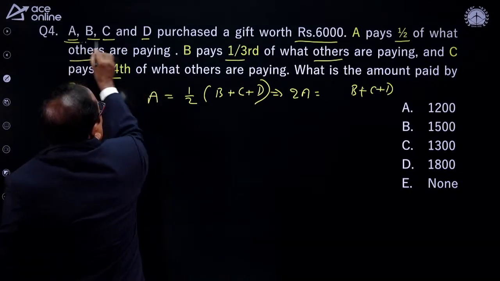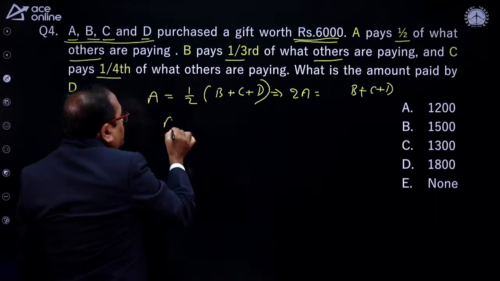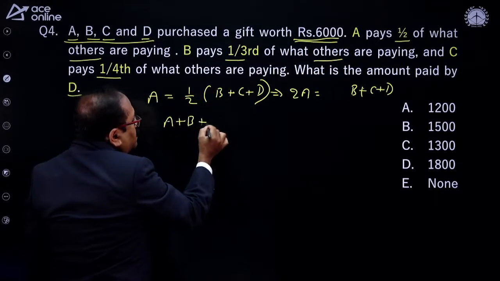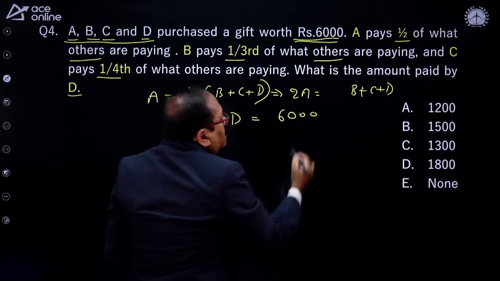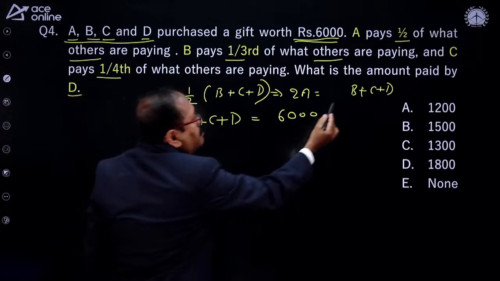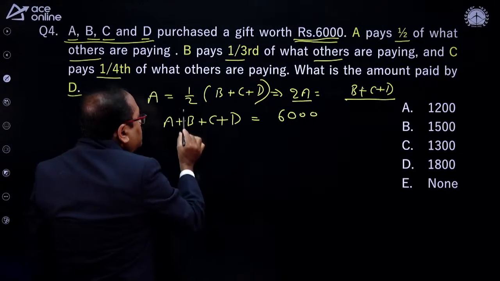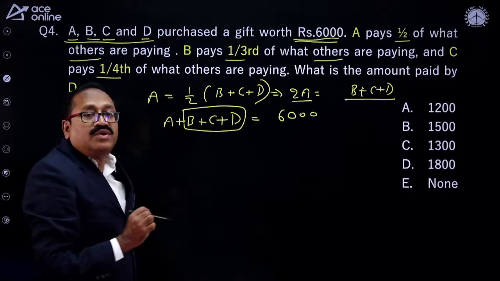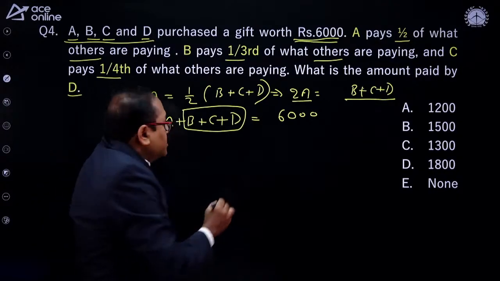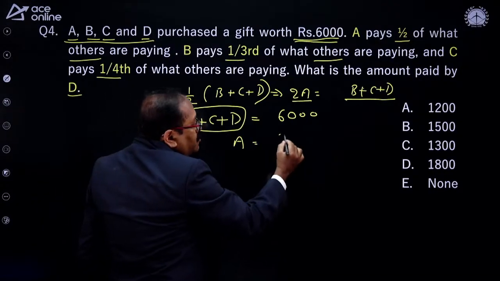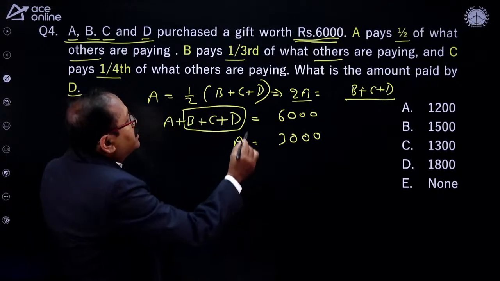That is all, the 4 people have paid 6,000. So that means we know that A plus B plus C plus D is equal to 6,000, right? So what is B plus C plus D? It is equal to 2A. So I can replace this B plus C plus D with 2A. The total will be 3A, and 3A is equal to 6,000. Then what is A? A is equal to 3,000. Hope you are understanding. Now, what is the next one?